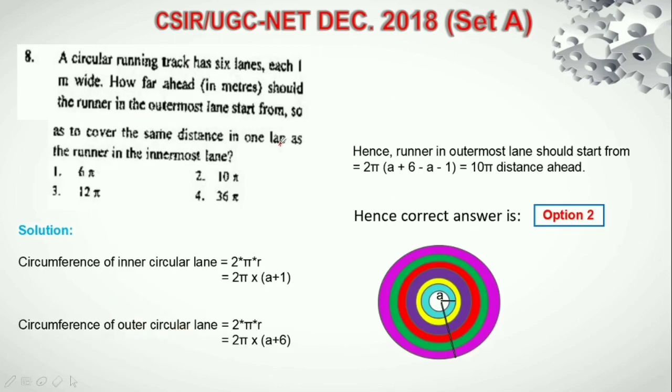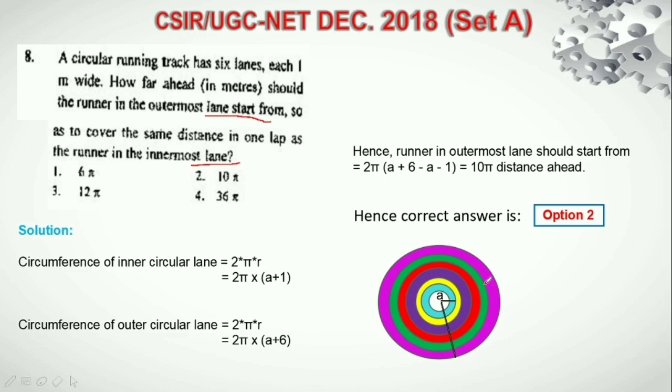Now question number 8. A circular running track has 6 lanes, each 1 meter wide. How far ahead in meters should the runner in the outermost lane start so as to cover the same distance in 1 lap as the runner in the innermost lane? So we can focus on this diagram. We have a total of 6 lanes of this circular track, and these lanes are distinguished by different colors.